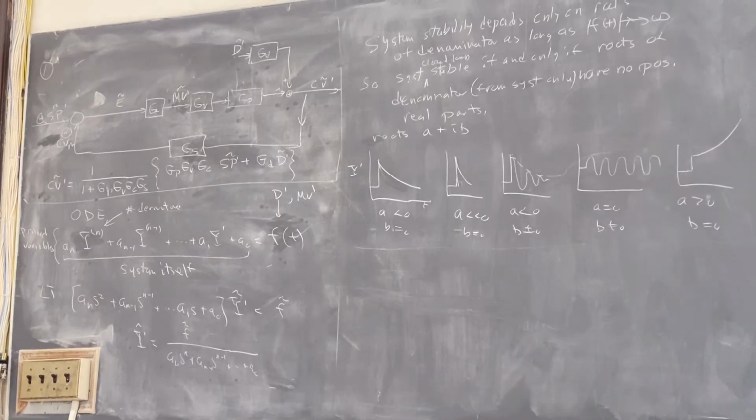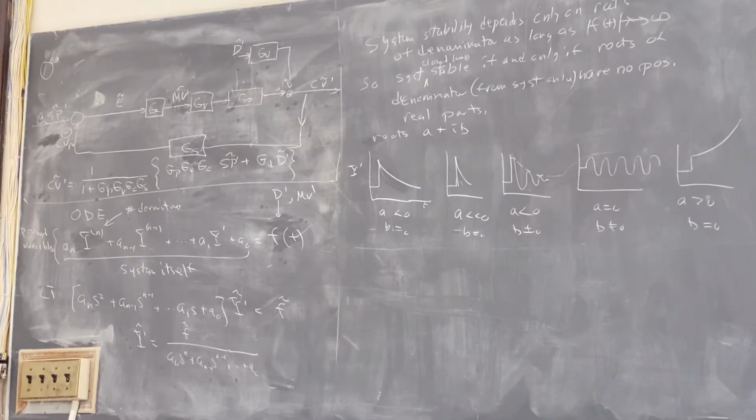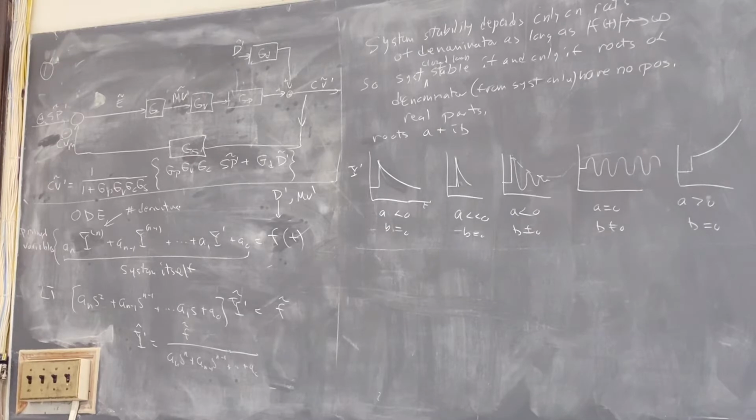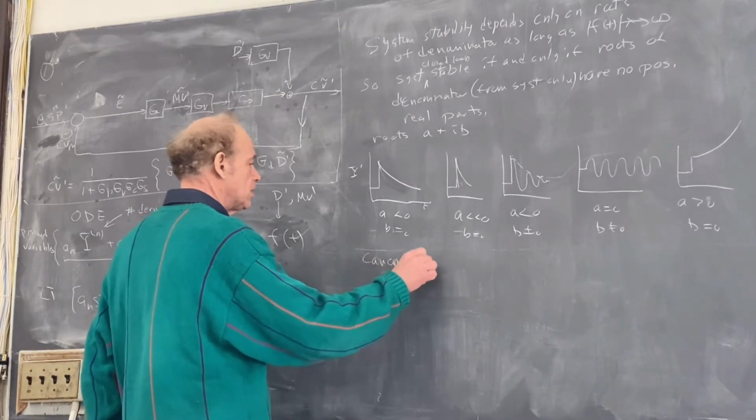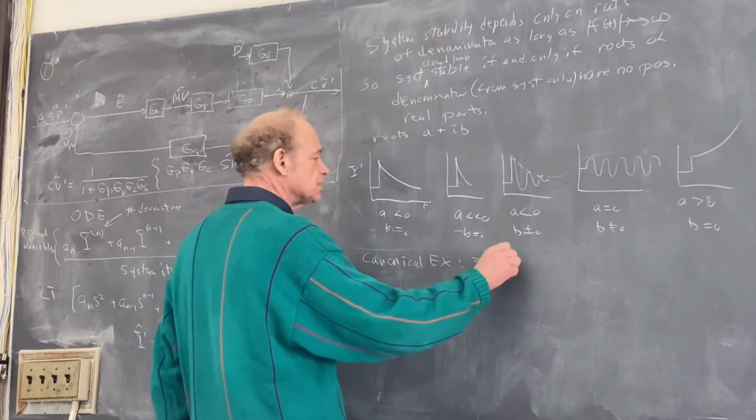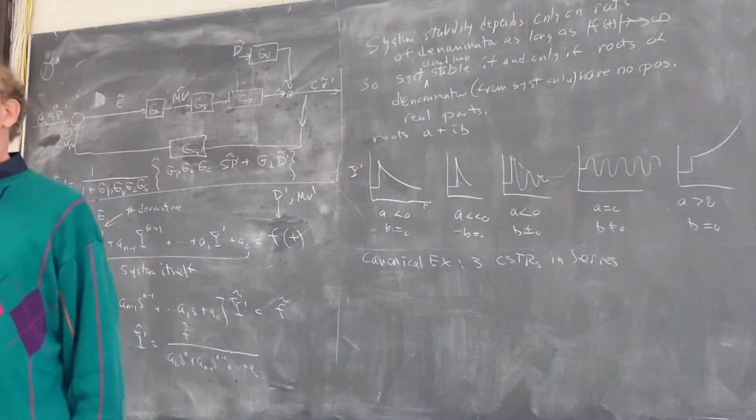So let's look at an example of how we do this. The particular example I want to look at is our canonical example, which you should have a sheet I handed out earlier, which has the canonical example on it. So let's go to a canonical example, where we have 3 CSTRs in series. Look at your sheet and tell me what is GP.